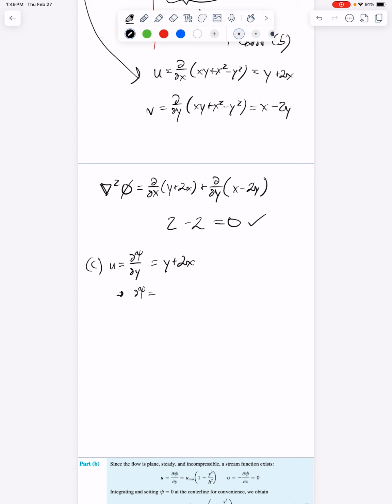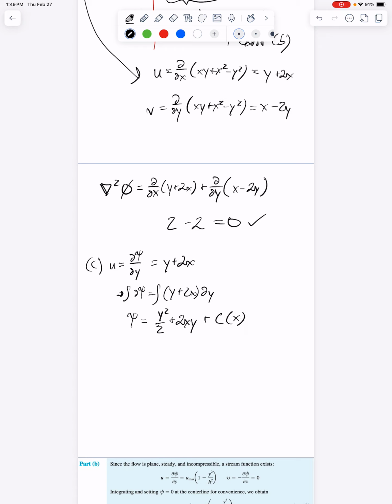D psi is equal to y plus 2x times dy. Integrate both sides. I get psi equal to the integral of y with respect to y, that is y squared over 2. Integral of 2x, that's a constant, with respect to y, it's going to be 2xy, plus a constant with respect to x.